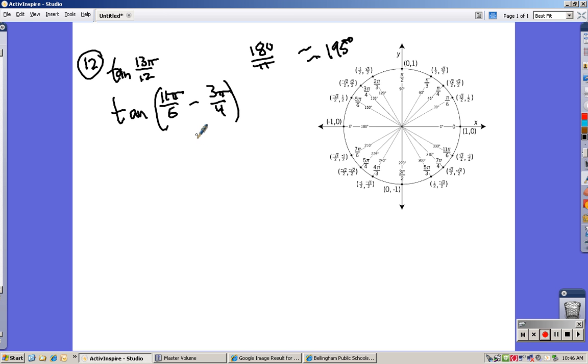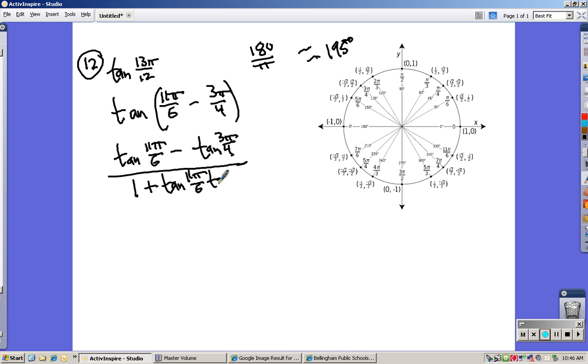And I know my tangent subtraction relationship is tangent of the first one, same operator, tangent of the second one, all over one, opposite operator, plus tangent of the first one times tangent of the second one. So let's figure out these tangents.